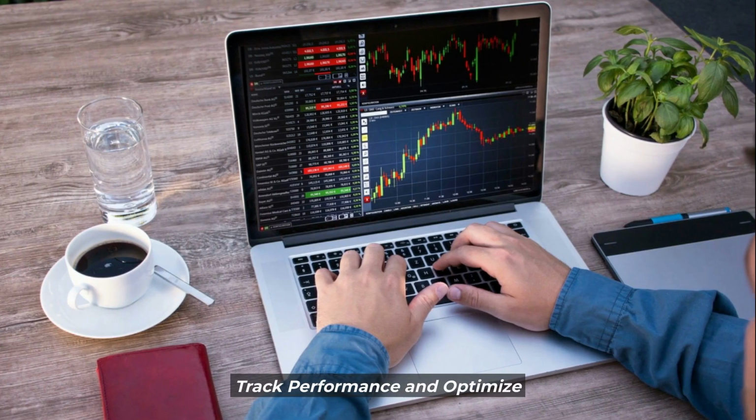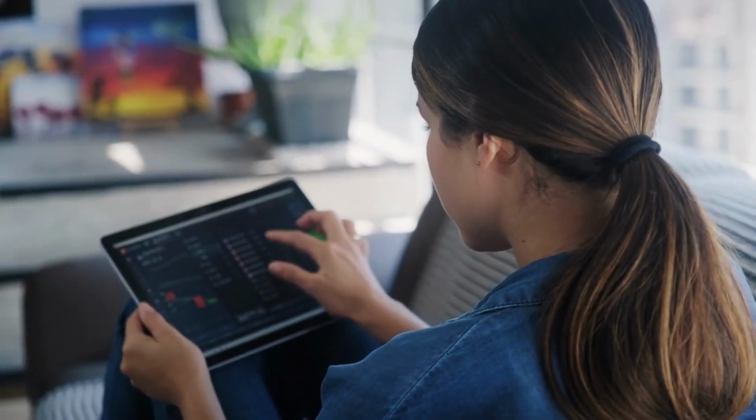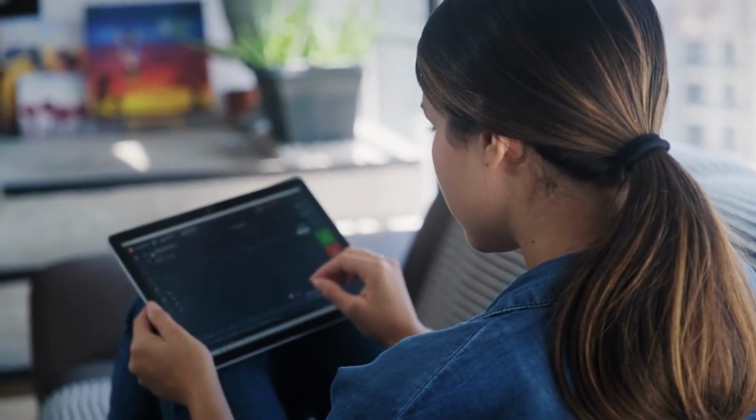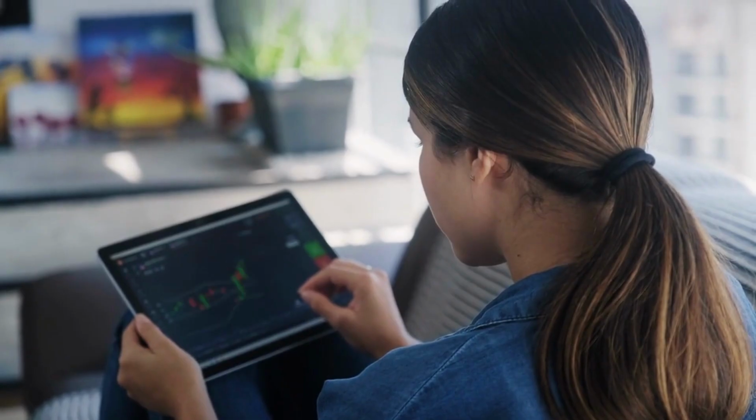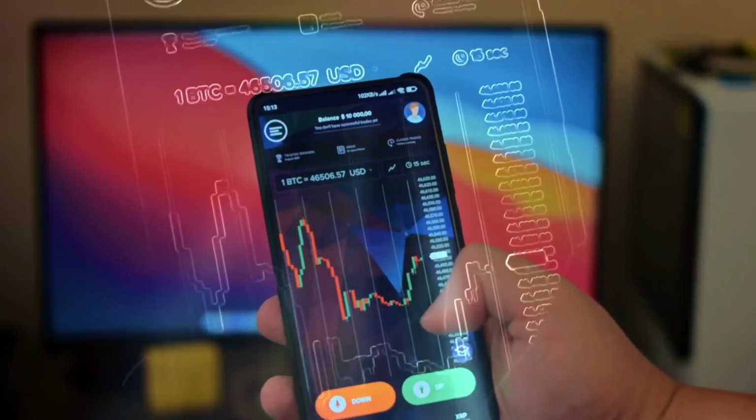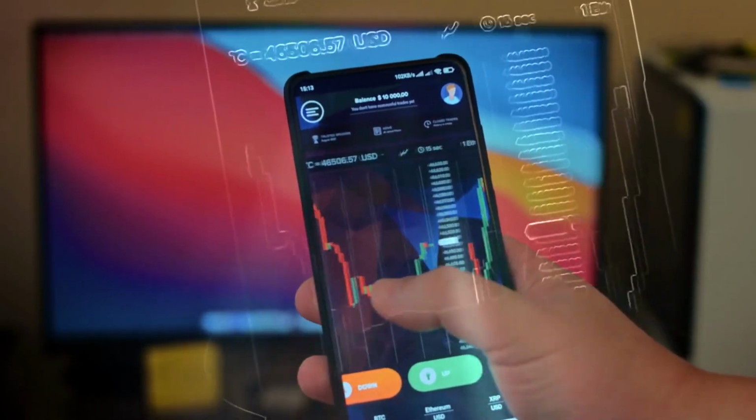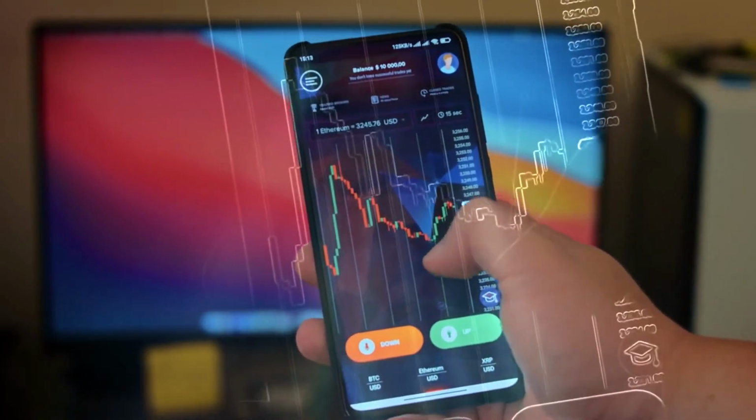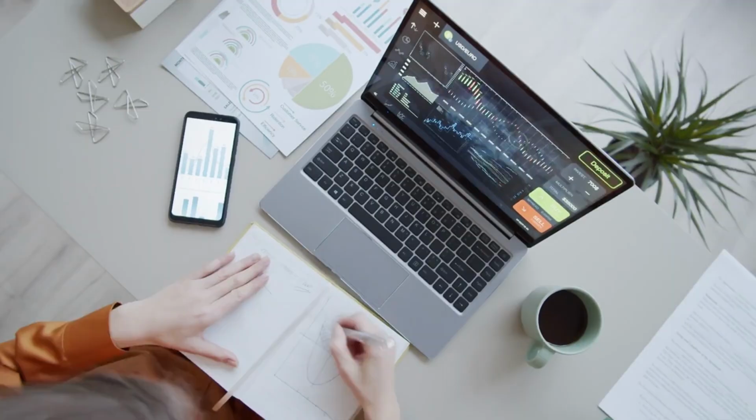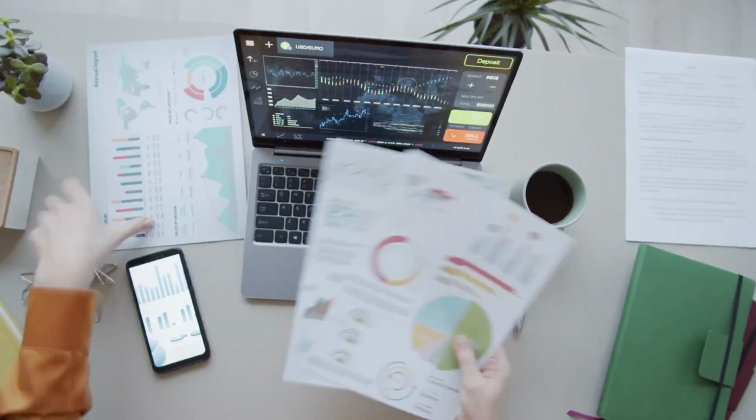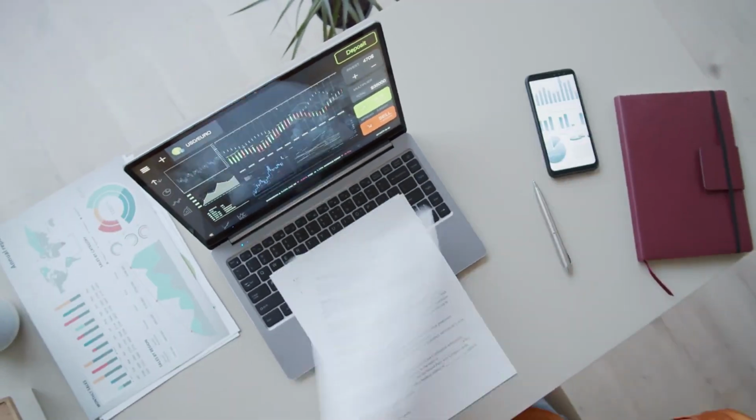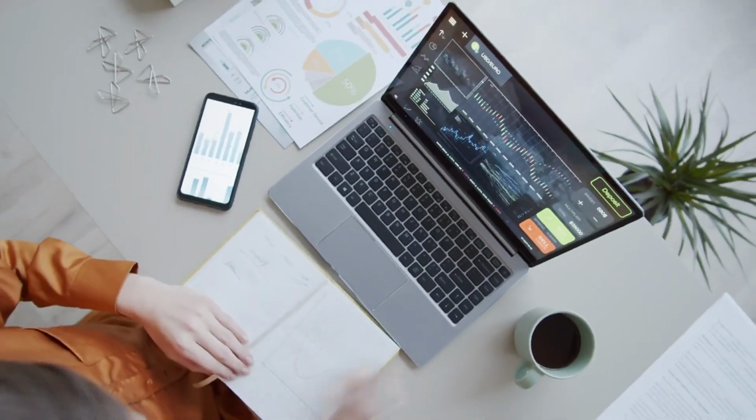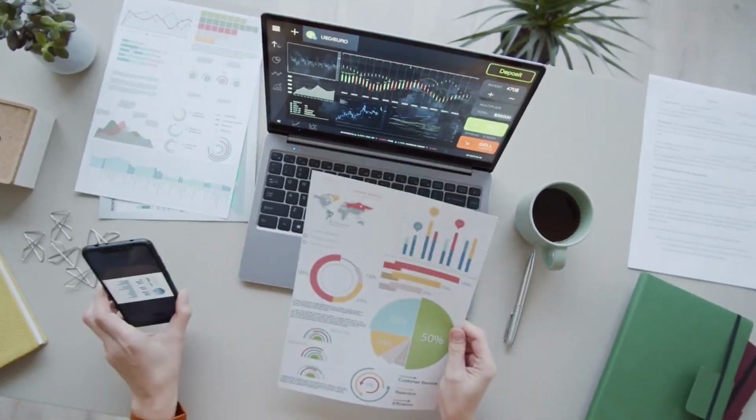Track performance and optimize. Monitoring how your investments perform is one of the most important habits to develop if you want to build lasting wealth. Fortunately, most modern investment apps offer comprehensive performance analytics that make tracking your portfolio easier than ever. These tools provide clear insights into your gains and losses, how your assets are allocated across different investment types, and how your portfolio evolves over time.